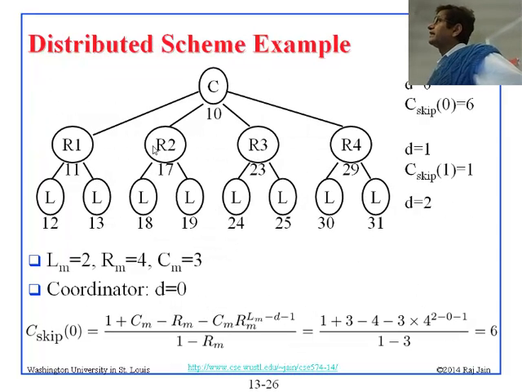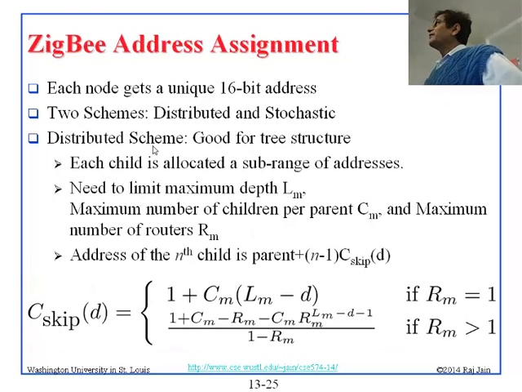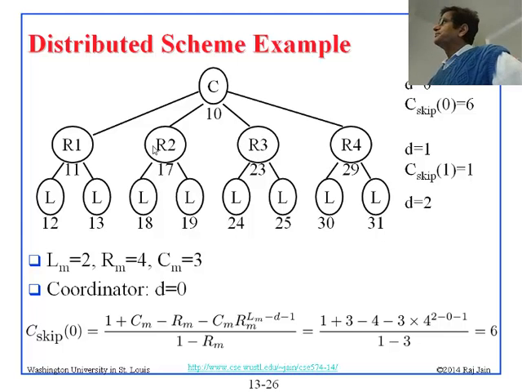So here we decided that we want to have a depth of 2. We will have coordinator, router, and then the leaves. No more. So the maximum depth is 2. Come back here and see what the maximum depth is, it is LM. So LM is 2. The number of routers is 4. We decided that we will never have more than 4 routers.